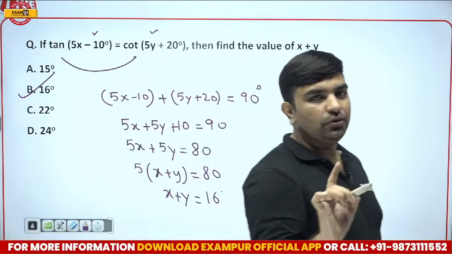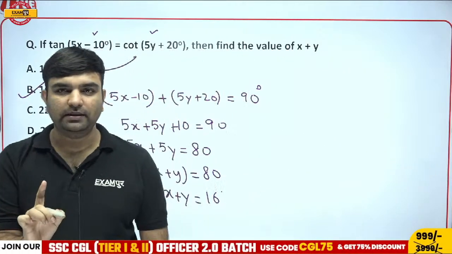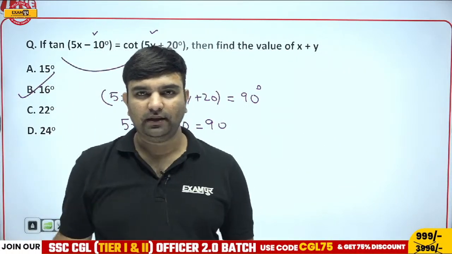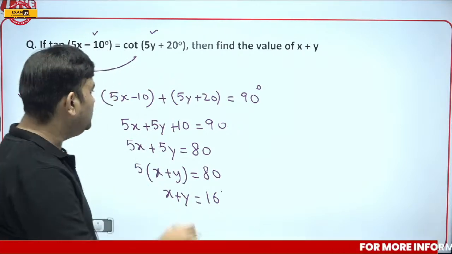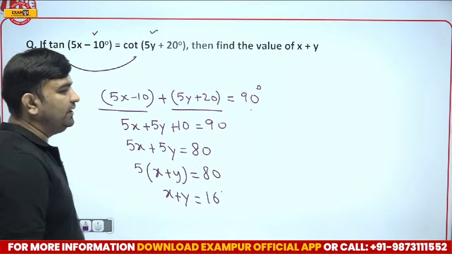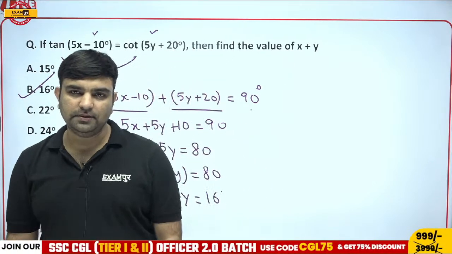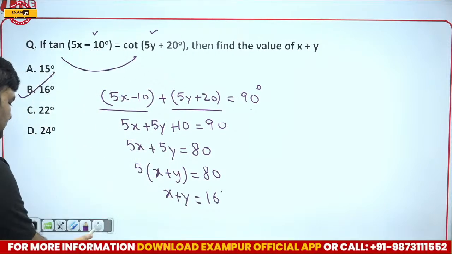If tan is equal to cot, this ultimately means that angles are complementary. So the sum of them should be equal to 90 degrees. What is the meaning of complementary angles? Their sum is equal to 90 degrees.